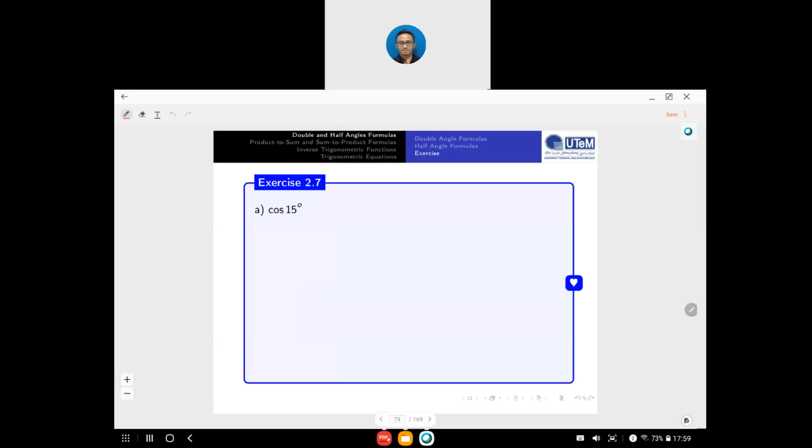Question A, cos 15. So we know that 15 degree also equal to 30 degree over 2. So this one for cos 15 duduk dekat kuadran pertama, so mesti positif. Okay, because first quadrant. So we are using half angle for cos. Okay, so cos 30 over 2 equal to square root of 1 plus cos 30 degree over 2. So this one is positive. Okay, tak kisah tulis ataupun tidak, positif. Okay, kalau negatif wajib tulis.